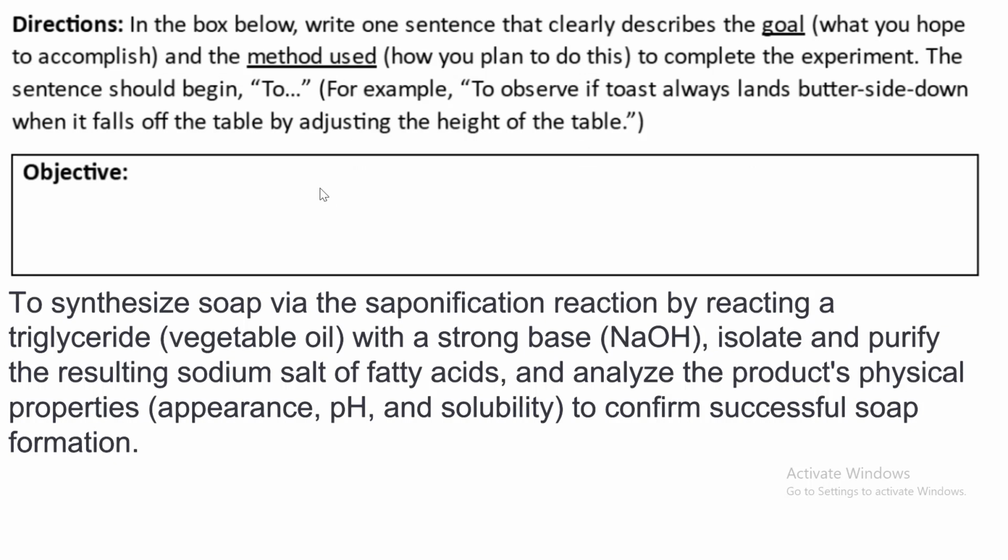Again, the objective for today's experiment is to synthesize soap via the saponification reaction by reacting a triglyceride vegetable oil with a strong base, NaOH, isolate and purify the resulting sodium salt of fatty acids, and analyze the product's physical properties, appearance, pH, and solubility to confirm successful soap formation. Again, you want to pause the video and write the objective. Once you have written down the objective, resume the video and we're going to go on to the next section.